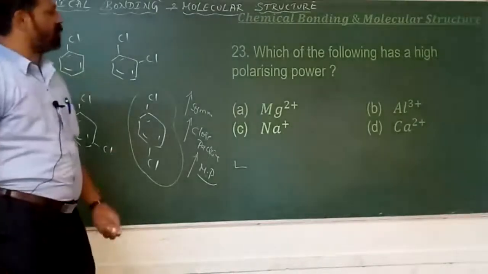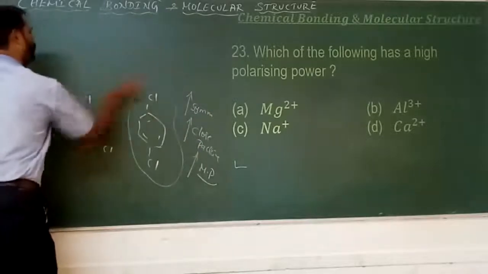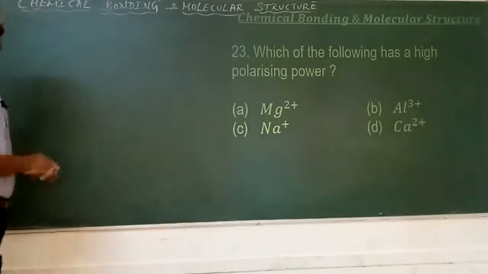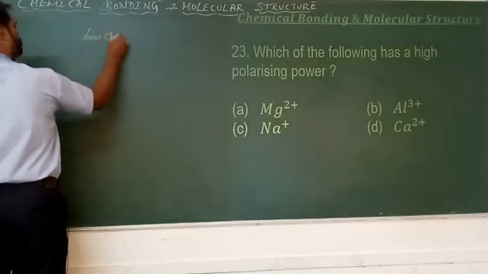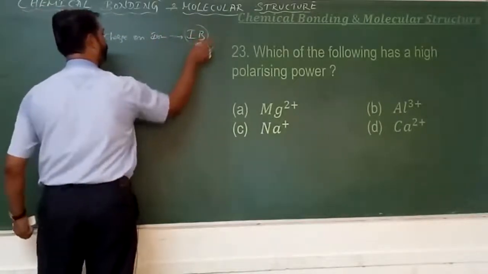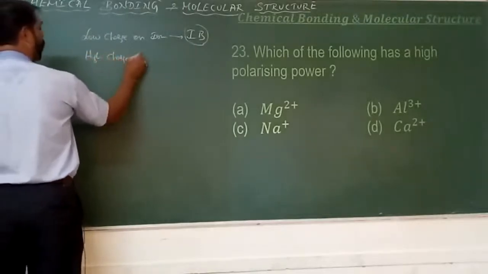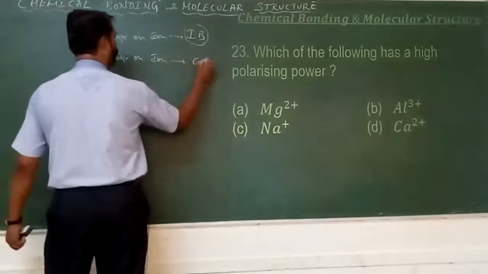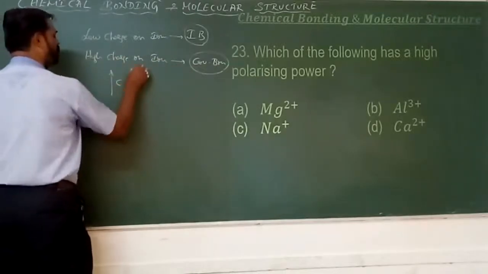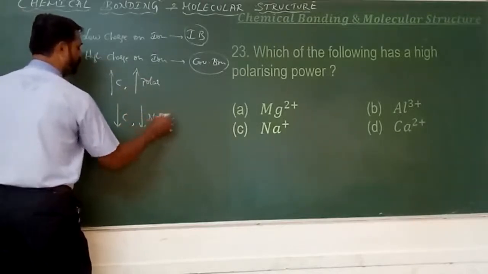Which of the following has the highest polarizing power? Low charge on ions favors which bonding? Ionic. Whereas higher charge on the given ions favors more covalent bonding. The higher the charge, the more polar the nature. The lesser the charge, the more non-polar the nature.